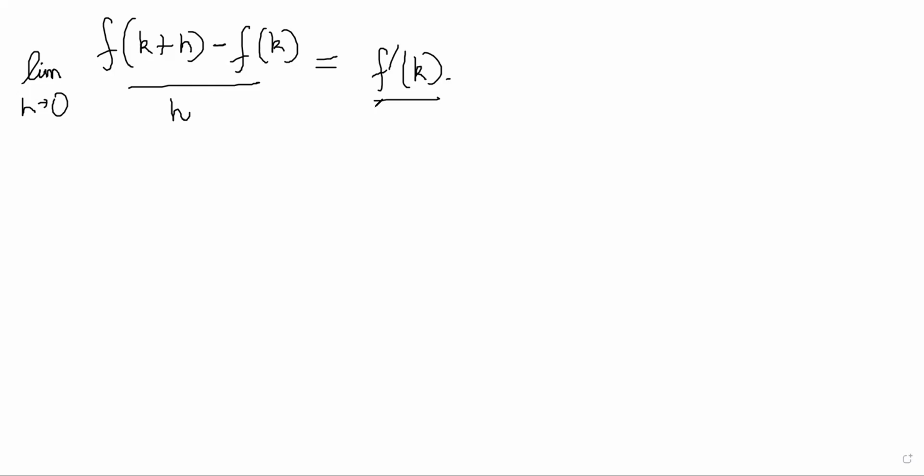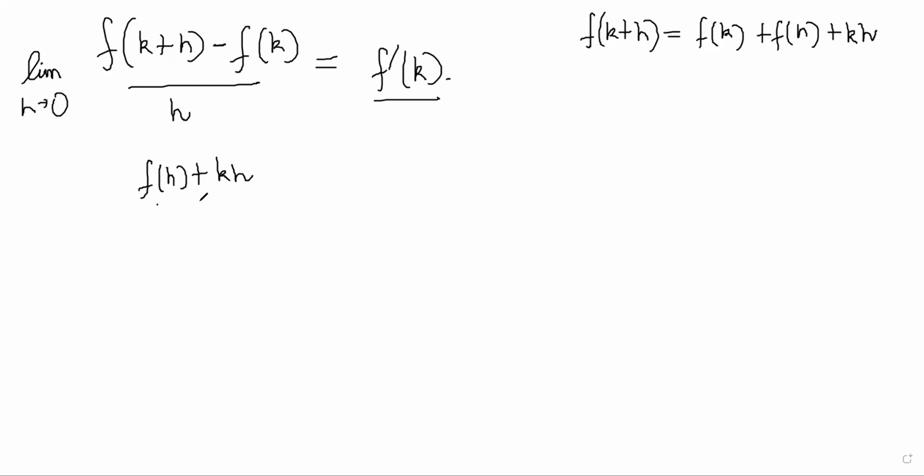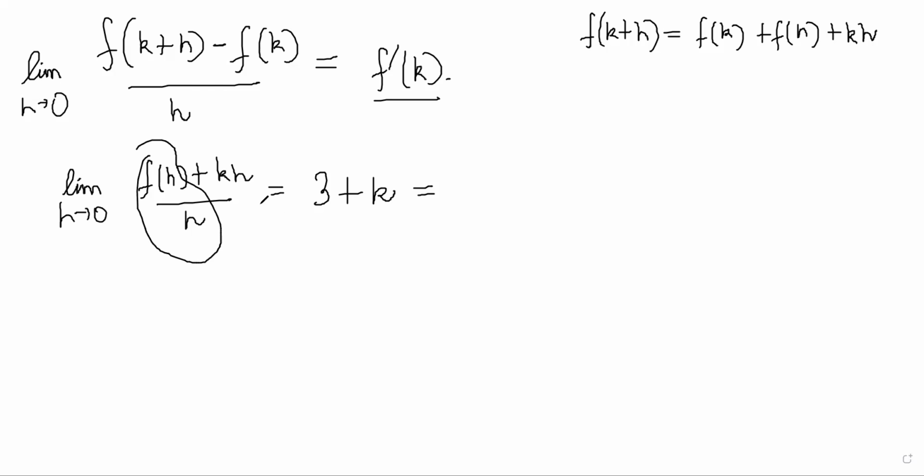Now I'm doing it at a general point. It must be differentiable at any point. So f of k plus h can be written using the property as f of k plus f of h plus kh. So f of k will cancel, and it will become f of h plus kh by h. Now it is coming. It is becoming 3 plus k. This limit is 3 plus k, which is f dash of k.